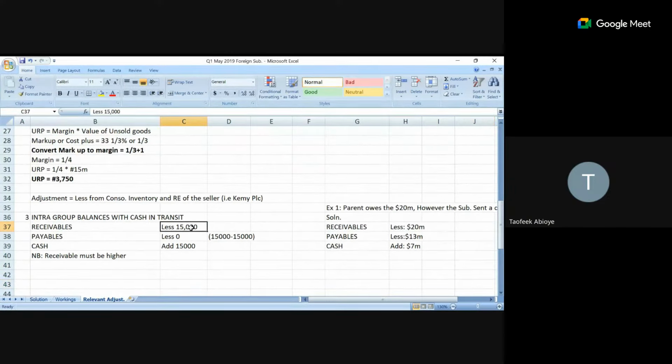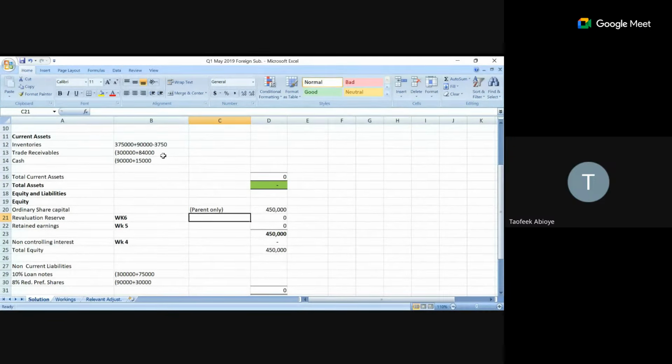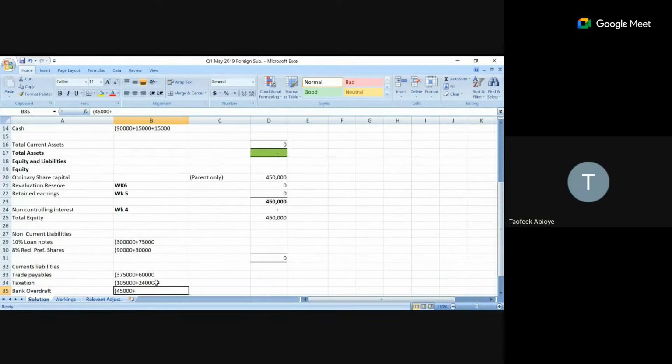So now let's quickly pass this adjustment. Our receivable will be deducted, right? Less 15,000 from our receivables. Now, to our cash, what's the adjustment? Add 15,000 naira to our cash. Now, to our payables, less, minus 0. And that is the adjustment. Whenever we are doing cash in transit, that is the simple adjustment we are going to be passing.